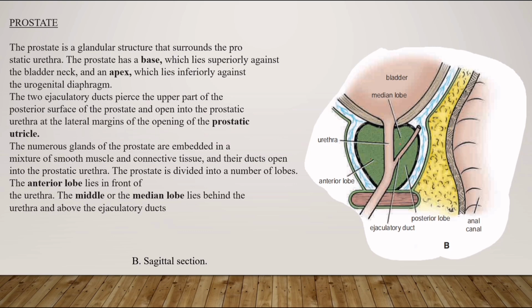Okay, so the anterior lobe is devoid of glands. Okay, the median lobe is rich in glands, while the posterior lobe has many glands. Okay, so these lobes, they drain their contents into the prostatic urethra via the prostatic sinuses. Then the ejaculatory duct will also drain into the prostatic urethra.